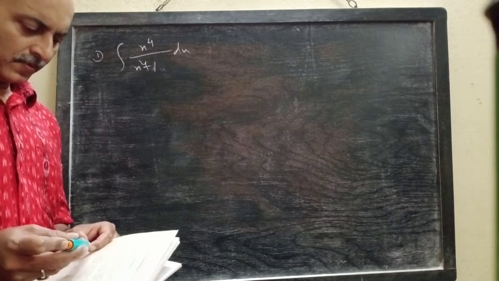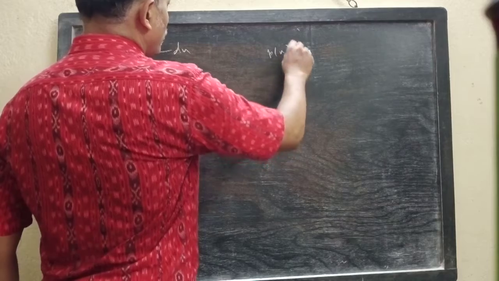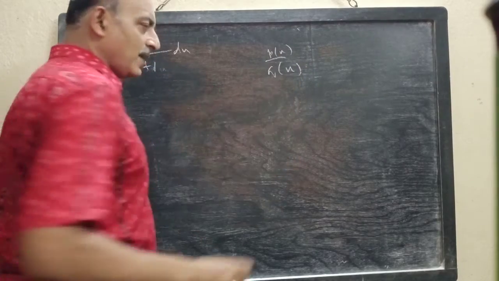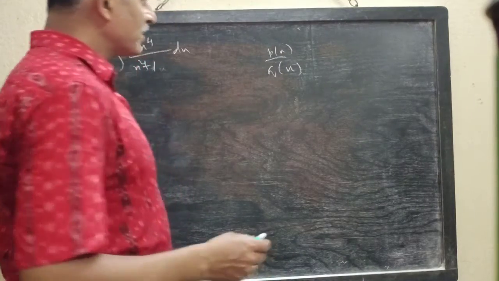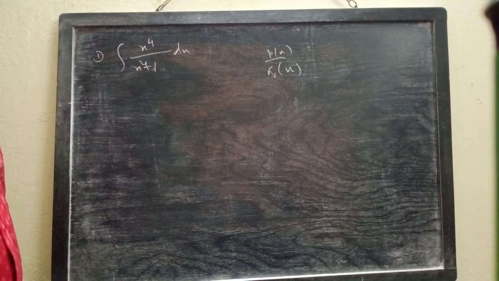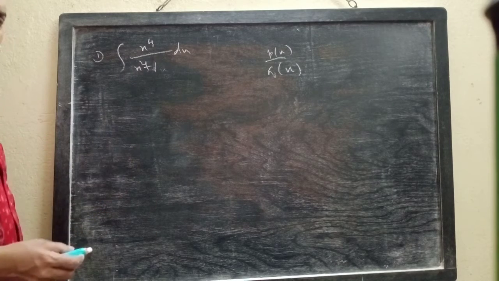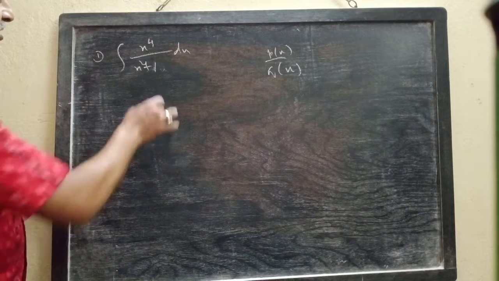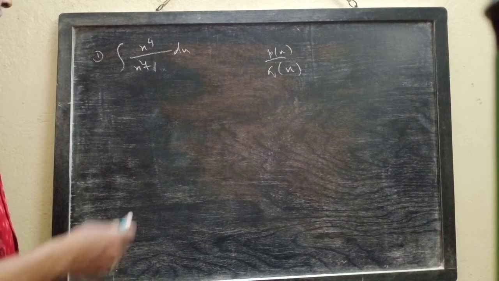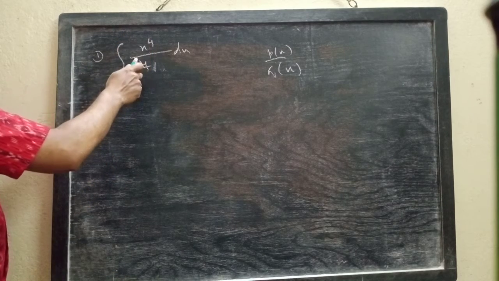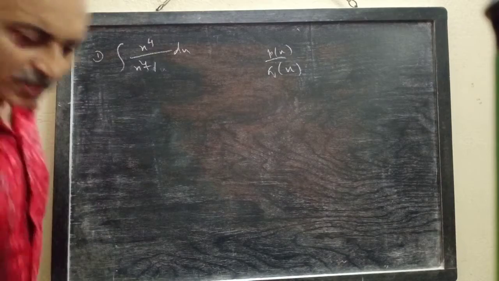Look, when the integrand is a rational expression, that is of the form px by qx, that is a polynomial by another polynomial, then if the degree of polynomial px is equal to or more than the denominator, that is qx, then you have to just divide the numerator by the denominator. Okay, so here the degree of this polynomial is 4, the degree of this polynomial is 2, so you have to just divide.